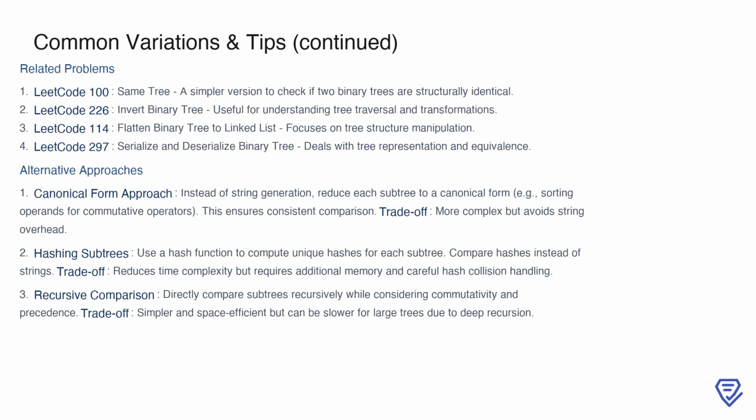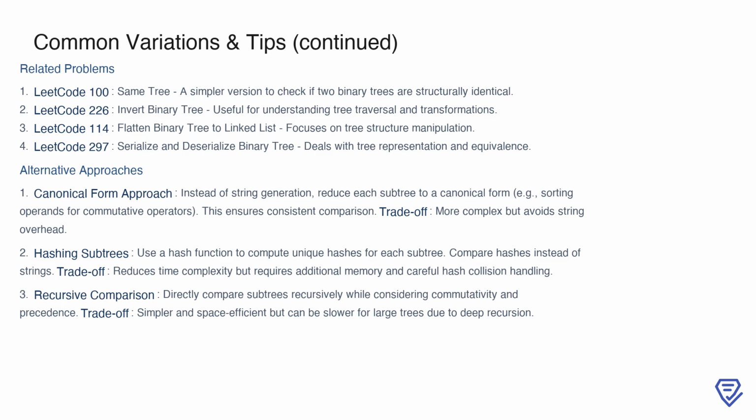There are also related problems that can help you strengthen your understanding of expression trees. For example, LeetCode 100, Same Tree, is a simpler problem that checks whether two binary trees are structurally identical. LeetCode 226, Invert Binary Tree, can help you practice tree traversal and transformations. Similarly, LeetCode 114, Flatten Binary Tree to Linked List, focuses on tree structure manipulation, while LeetCode 297, Serialize and Deserialize Binary Tree, involves tree representation and equivalence.